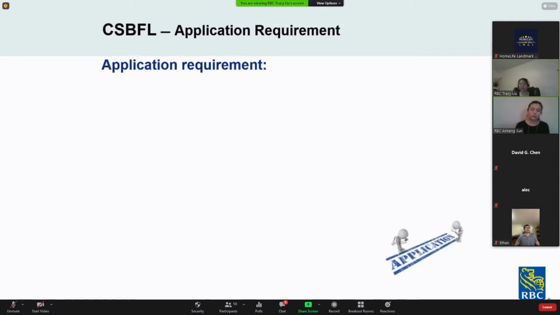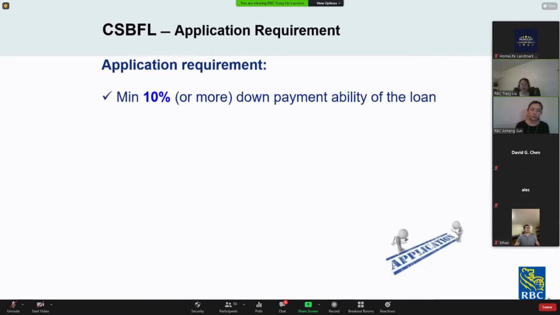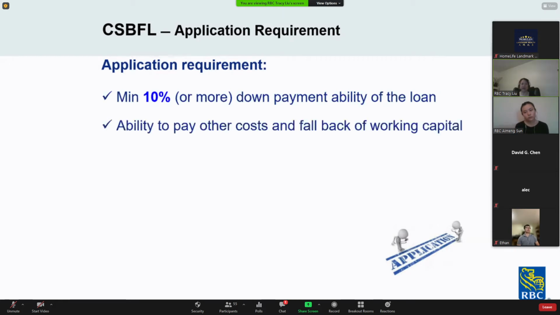Now, what is the application required? Minimum 10% of down payment. We just mentioned that loan to value is 90%. So the client would have to pay 10% from their pocket.